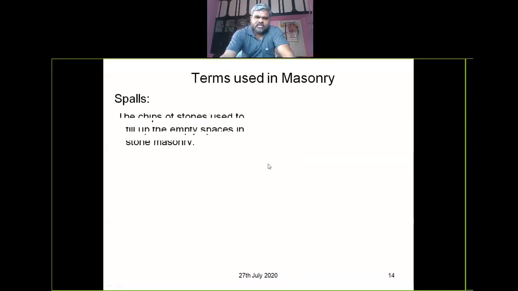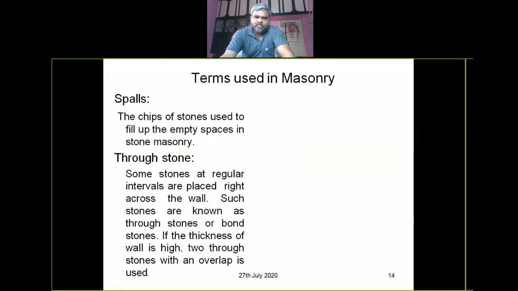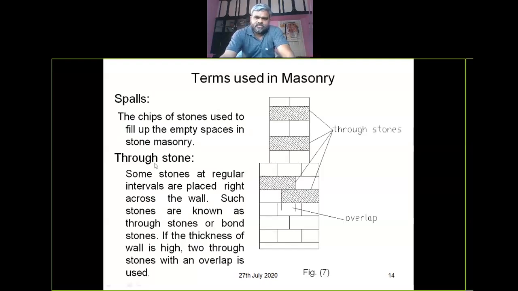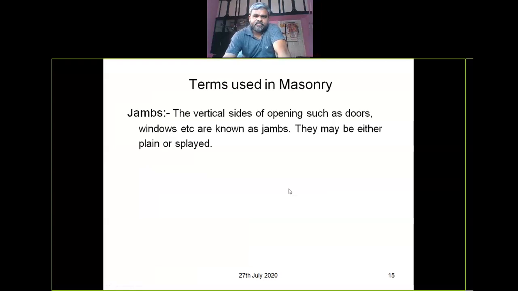Next, spalls: the chips of stones used to fill up the empty spaces in stone masonry, right? Next, throw stone means very big stones, right, like this. Some stones at regular intervals are placed at right angles across the wall. Such stones are known as throw stones or bond stones. If the thickness of the wall is high, throw stones with an overlap also will take, right. This is throw stones with overlap.